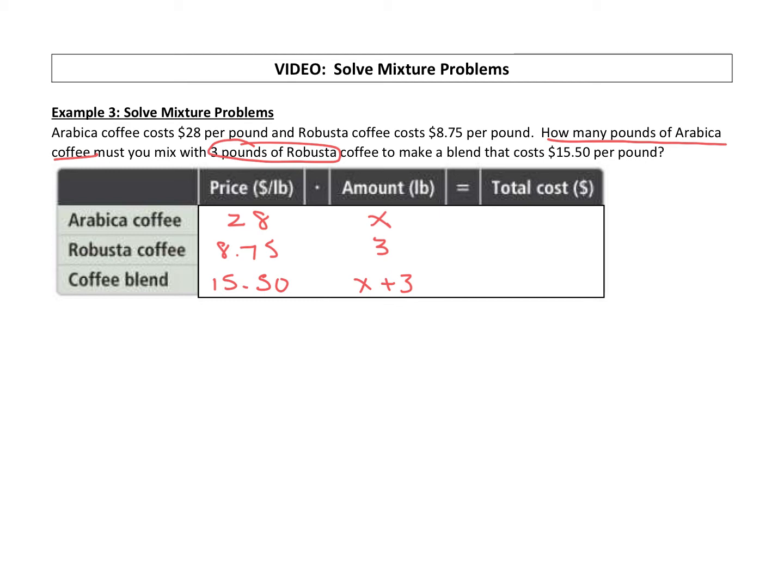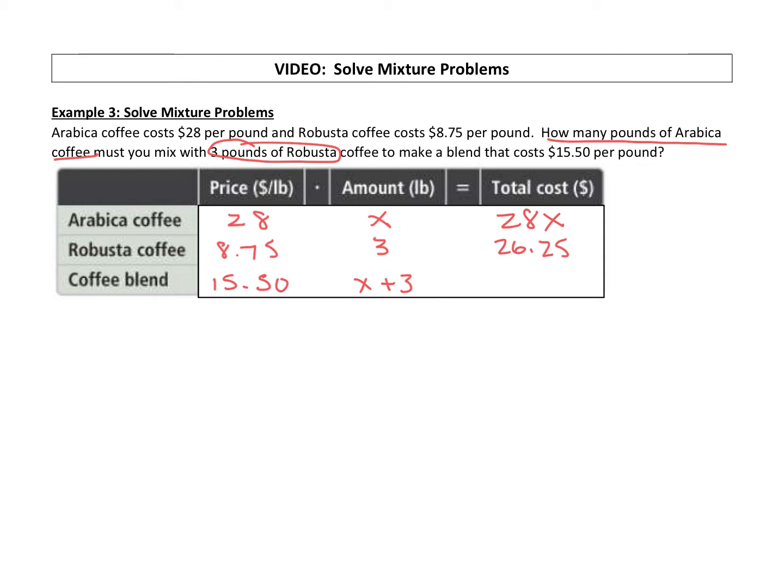Okay, so let's talk about total cost. What is the total cost for the Arabica coffee? Well, it costs $28 for every pound. So we would multiply our $28 times how many pounds we have, which we don't know. So that's just going to be 28x. Our Robusta coffee, we have $8.75, and we have 3 pounds of that. So we're going to multiply those together, and that's going to give us $26.25.